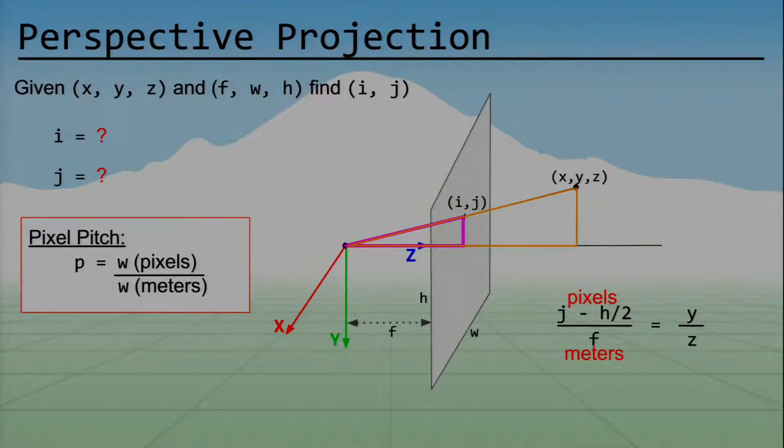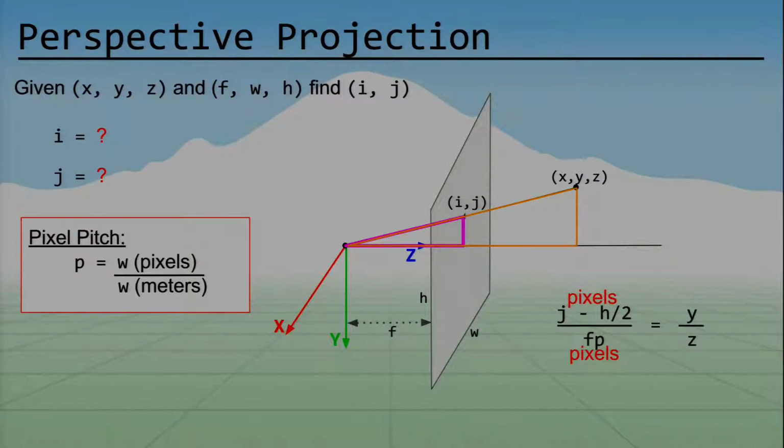And so usually, we'll do that with something called the pixel pitch, which is going to be the width of our image in pixels divided by the width of our image in meters. Here we're assuming our pixels are square, which I've never seen a camera with non-square pixels, so I think that's a safe assumption. So our pixel pitch is basically the ratio of pixels to meters, or how big a pixel is in terms of meters. So all we have to do is multiply our focal length by our pixel pitch. So this gives us our focal length in terms of pixels instead of terms of meters. And now we can relate these triangles and solve for j.